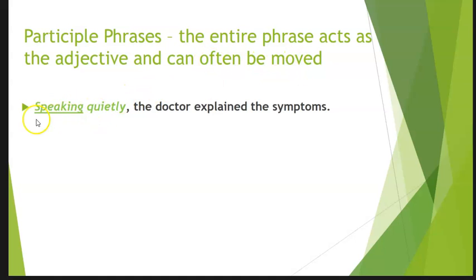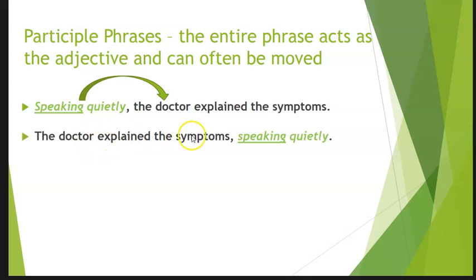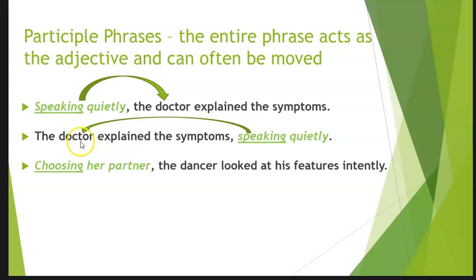Okay, so we can move them in a sentence for some variety. The doctor explained the symptoms, speaking quietly. Again, set off by a comma. Speaking still our participle. Quietly still modifying speaking. Speaking quietly is modifying doctor. The whole phrase is modifying doctor. Choosing her partner, the dancer looked at his features intently. Again, I've moved it. The example I gave you before had it between the noun and the verb. Now I've put it at the beginning, set it off with a comma because it's a whole phrase. Choosing is still my participle. Choosing her partner is the whole phrase, and the whole thing's modifying dancer.